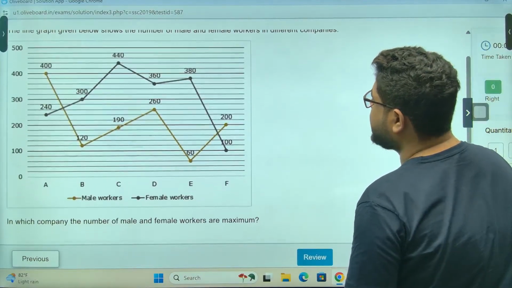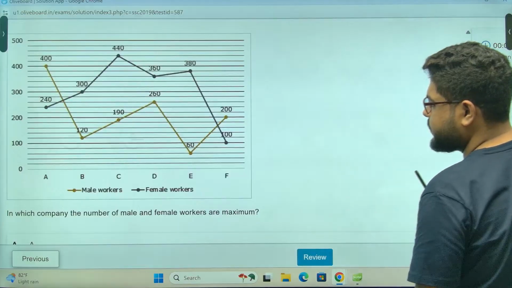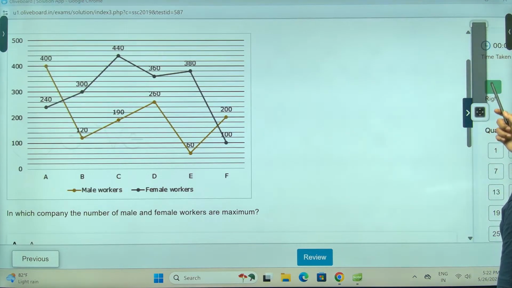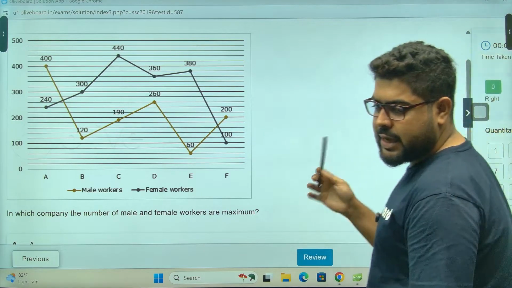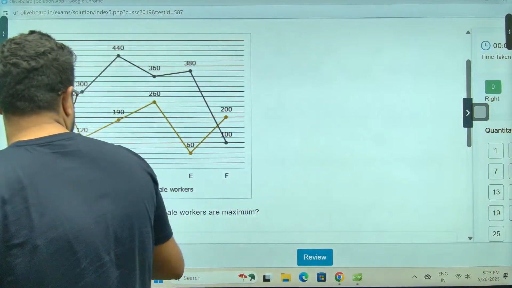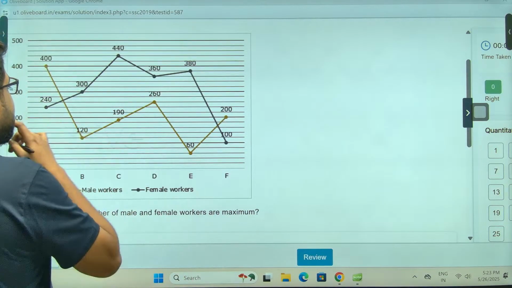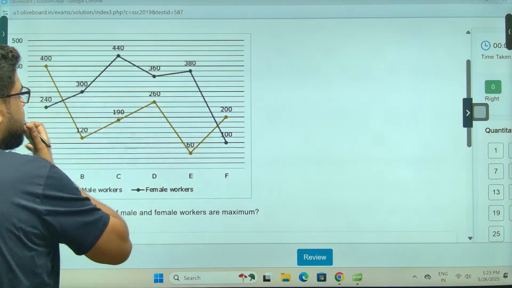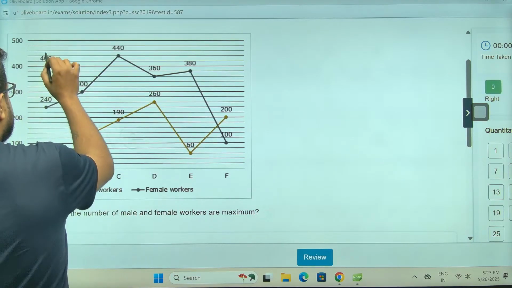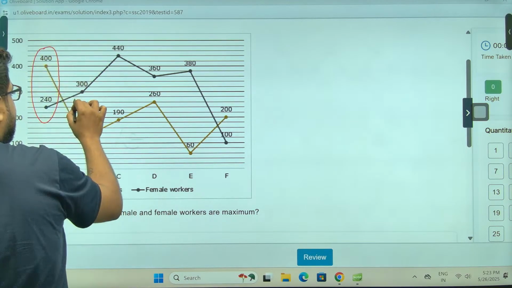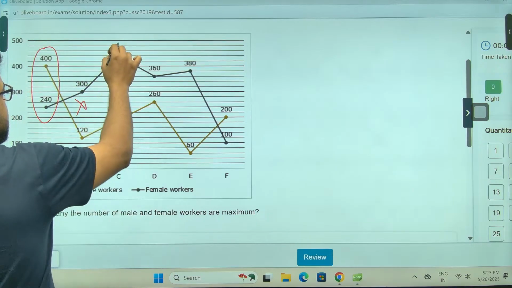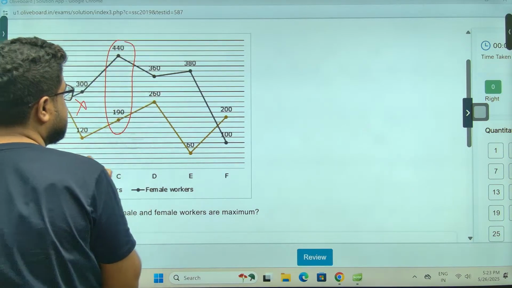Number of male, number of female workers in different companies. Okay. Which company? I don't know the options. I cannot see. Number of male and female workers are maximum. So meaning the total workers are maximum. Just use a little bit of. Sir, I'll just check this one. I'll not check this because it's too low. I'll check this one as well.